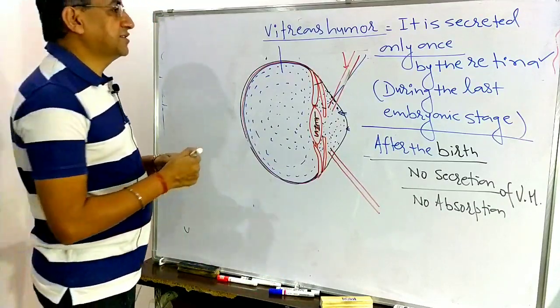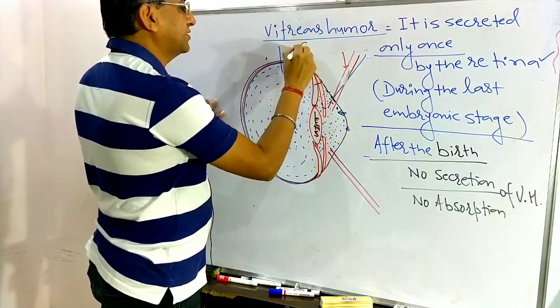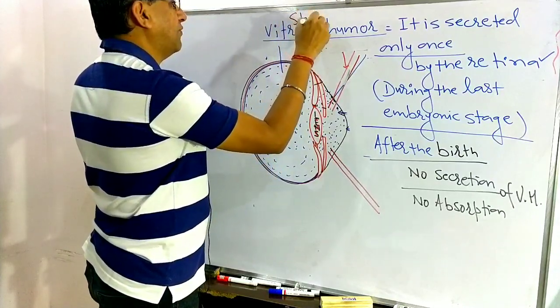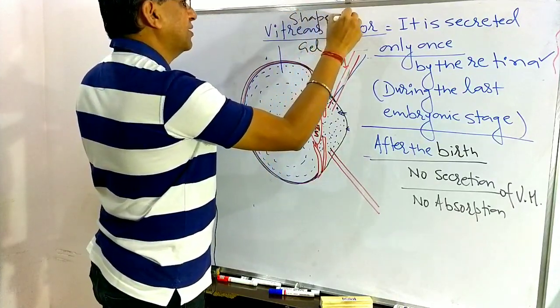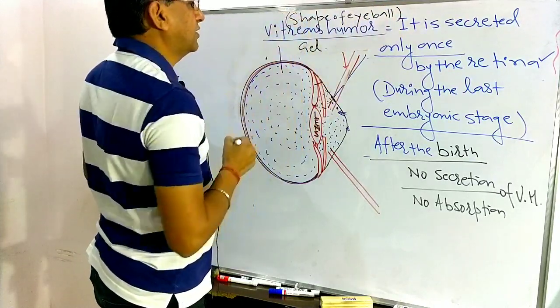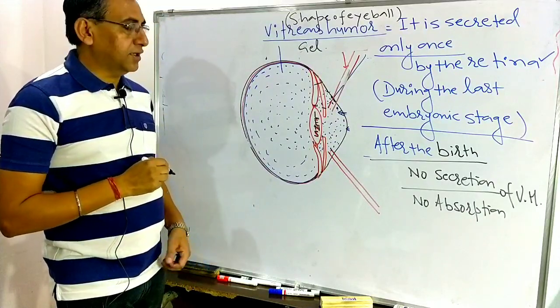Vitreous humor is a jelly-like substance. It is a gel-like substance here, and it is responsible for the shape of the eyeball here. So vitreous humor is responsible for the shape of the eyeball.